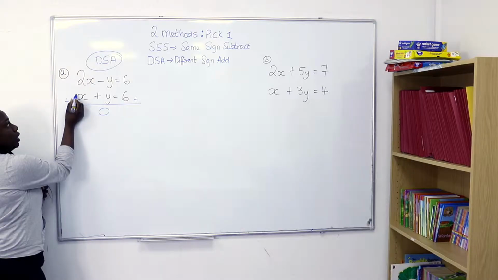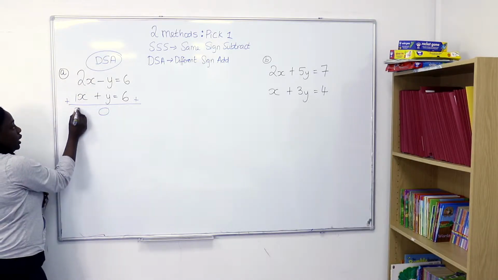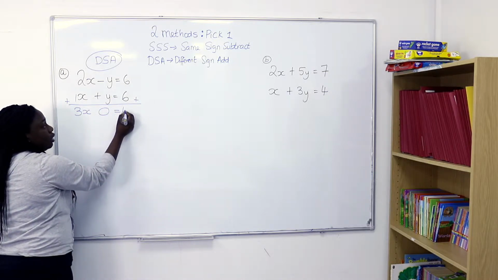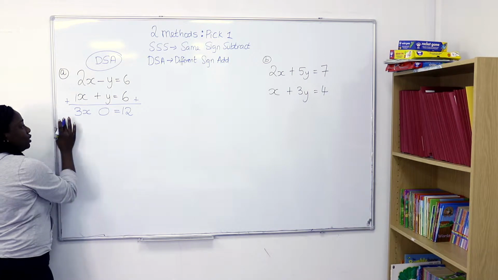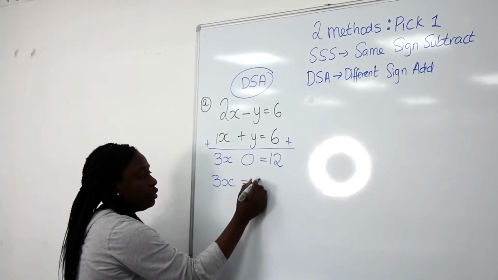Remember there's a number 1 in front of x that no one bothers to put. So if we add this 2, we get a 3x. And when we add this 2, we get 12. Now let's just write this out without the 0. We'll have 3x equals 12.